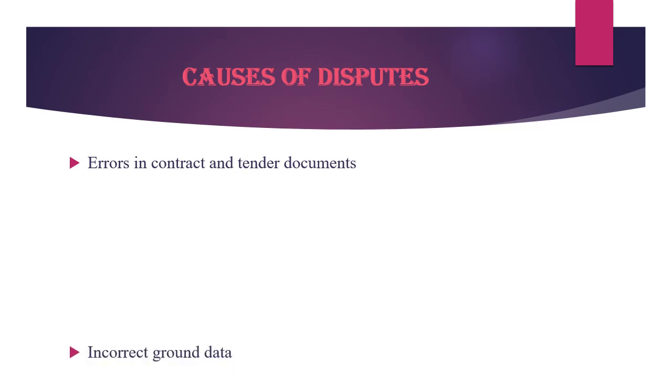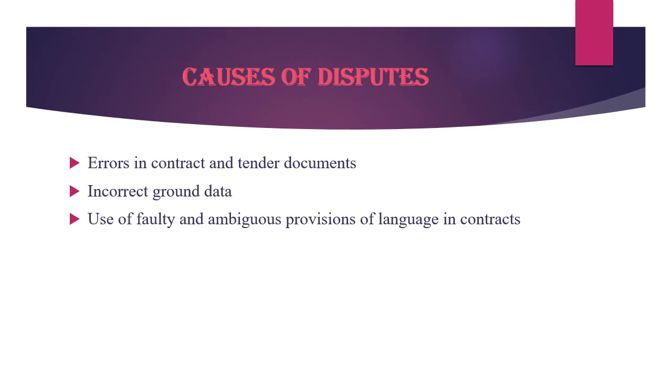Next are the causes of disputes. Disputes may be caused by errors in contract and tender documents. Sometimes there may be errors in the contract documents and tender documents, and this may create disputes. Incorrect ground data or ground conditions, such as the availability of water and the depth of the groundwater table, may also lead to disputes.